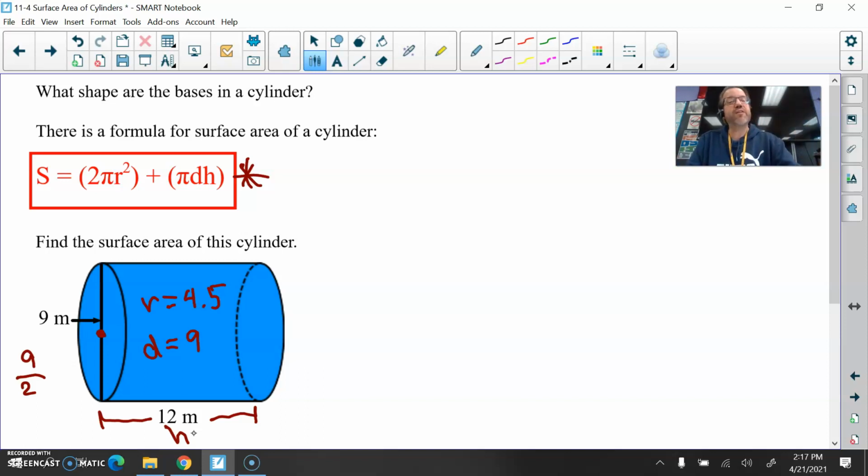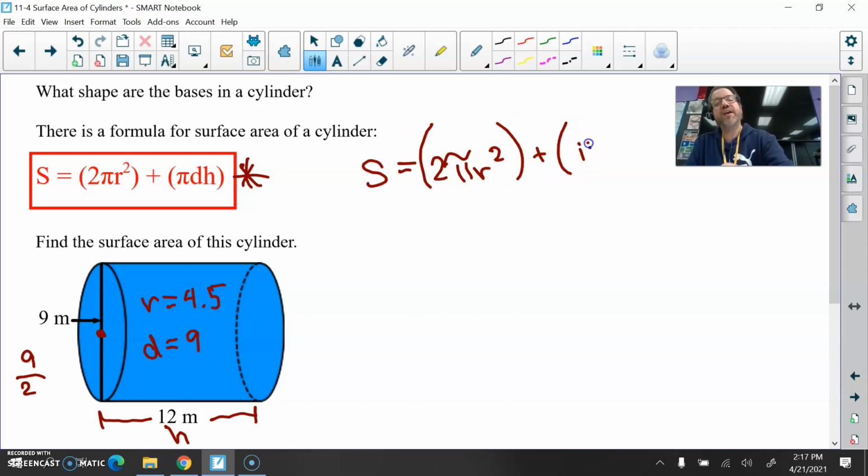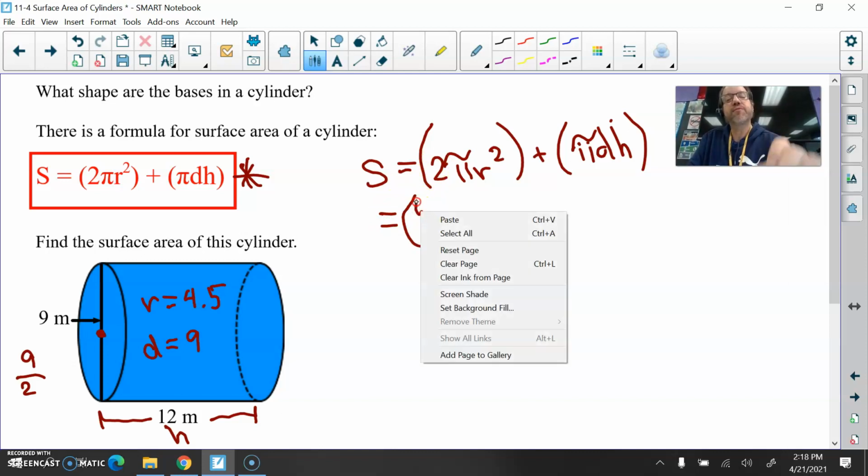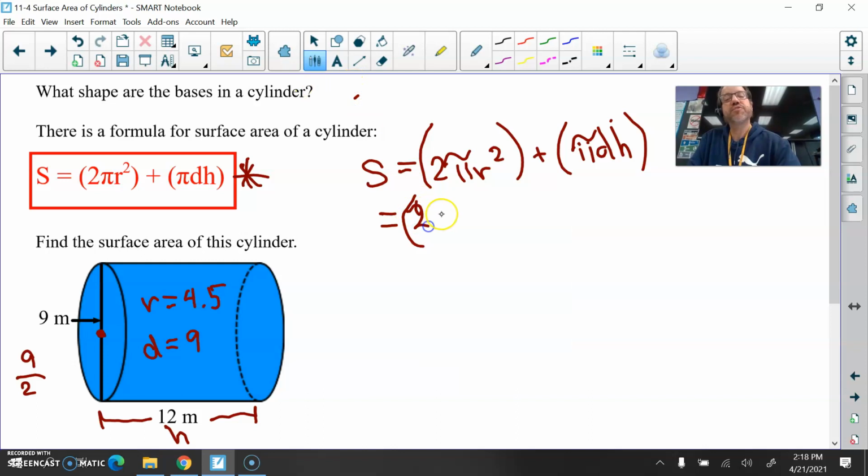All right, so let's write our formula down. And I know it's already written down, but I want you to write it again. S equals 2 pi r squared, put that in parentheses, plus pi dh, we want that in parentheses. And then I'll start filling in some numbers here. So here I have 2 times pi, 3.14, times the radius, r we found was 4.5, squared. All right, that's the first part.